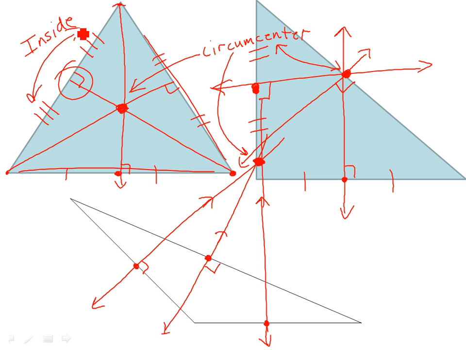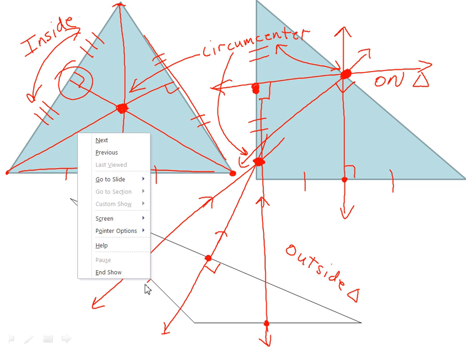For a right triangle, the circumcenter is going to be on the triangle. And for an obtuse triangle, the circumcenter is going to be outside the triangle. But perpendicular bisectors are the ones that sort of look crazy because they're just lines drawn in wherever it can hit that midpoint and form a right angle.